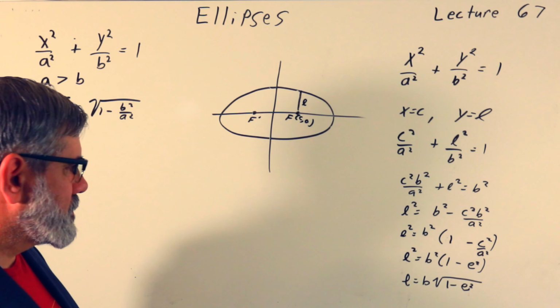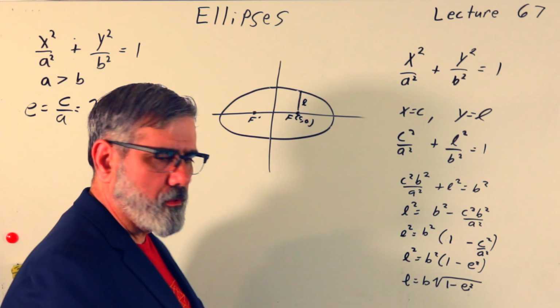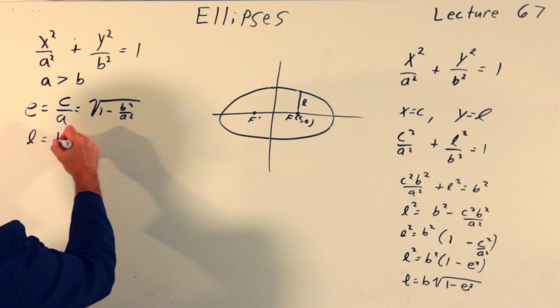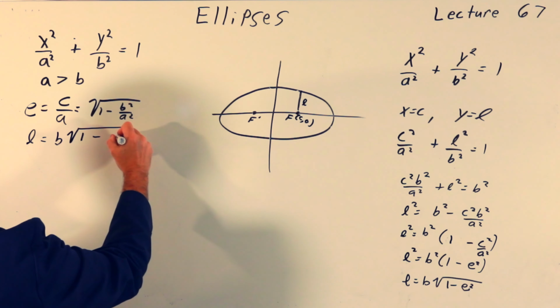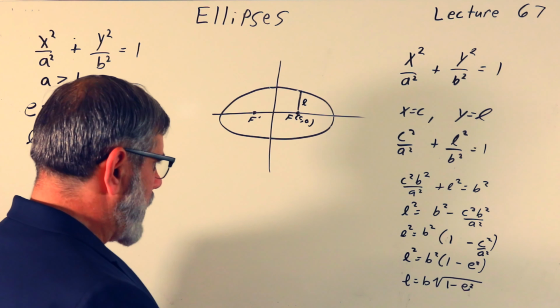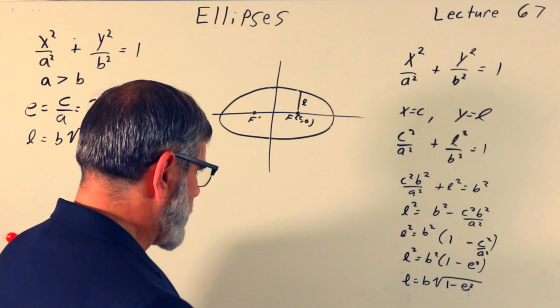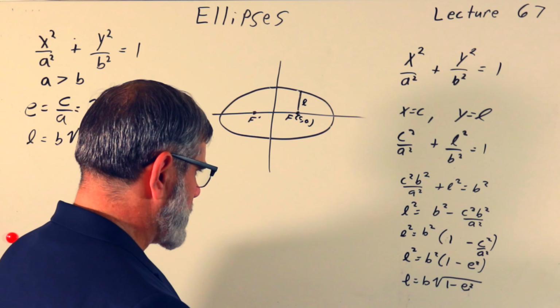Okay? All right. So we see that the latus rectum is related to the eccentricity. So I'll write L equals b times the square root of 1 minus e squared. Now, if I want to, I can derive another expression for this, a more common expression for this, I guess you'd say.